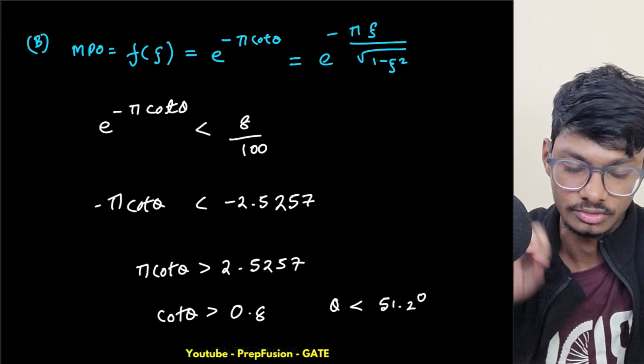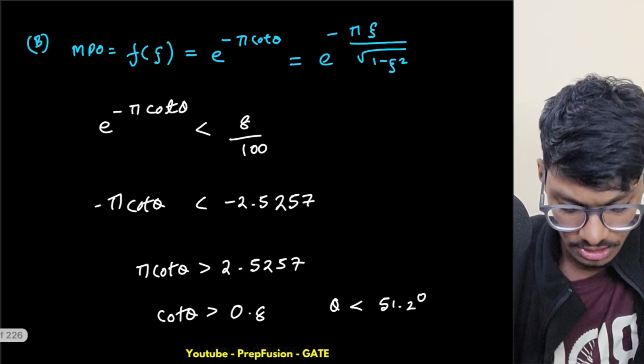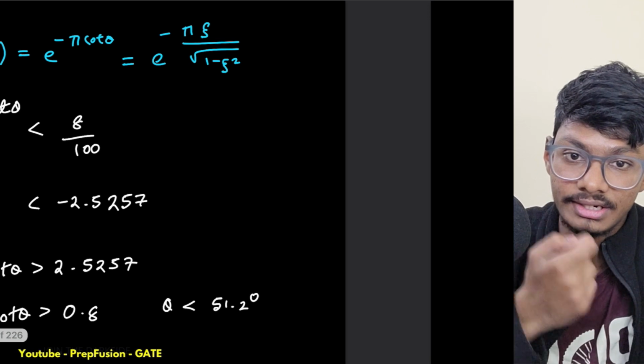Theta has to be less than 51. So yeah, just take a few examples and you will understand. So this is the first case. Now let's write the condition about zeta.